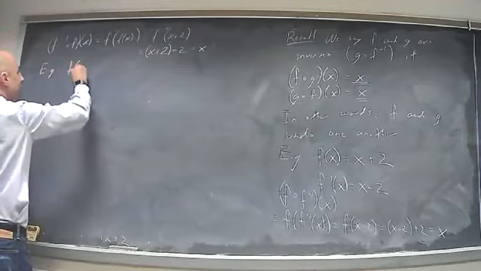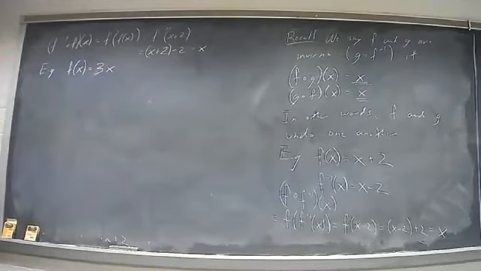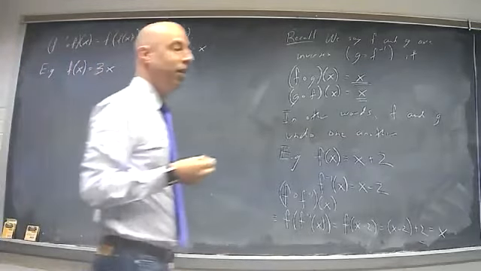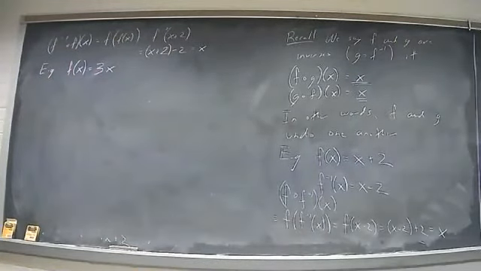How about f of x is 3x? f is the function that takes a number and multiplies it by 3. How do you undo that?